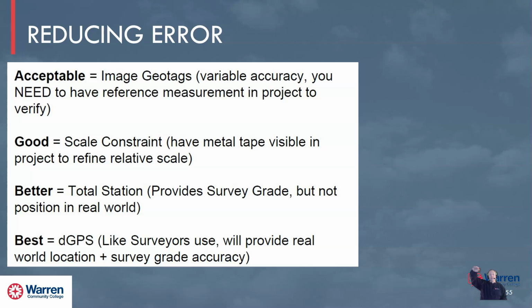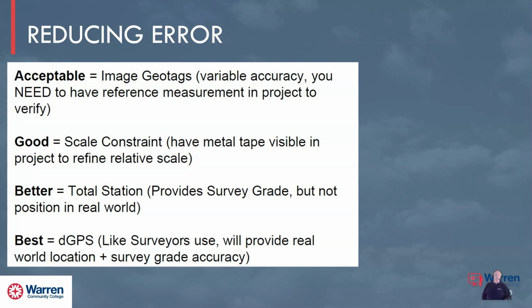So if you just fly the drone, and the images are geotagged, you're probably for most things going to get something to a level of scale of acceptable. We can use scaling, what's known as a scale constraint here, and that's good. So that's a metal tape visible in the project. So you can literally say, oh, PIX4D thought that this 20-foot tape measure was 19 inches and 9/10, but it really should be 20 feet. And you can fix it in a number of pictures, which would then fix it in the entire model.